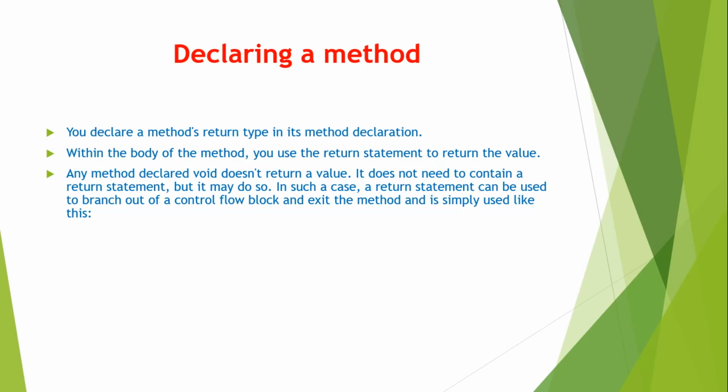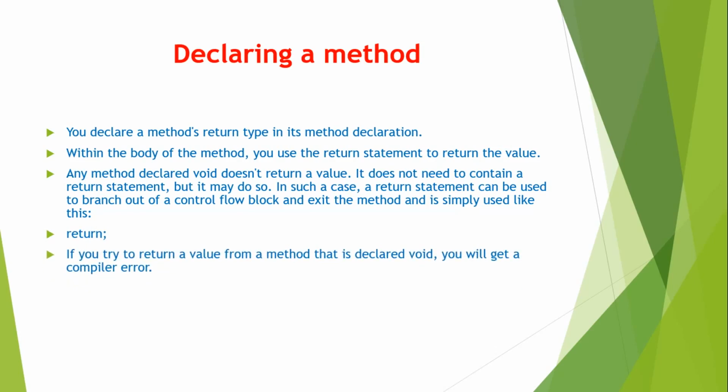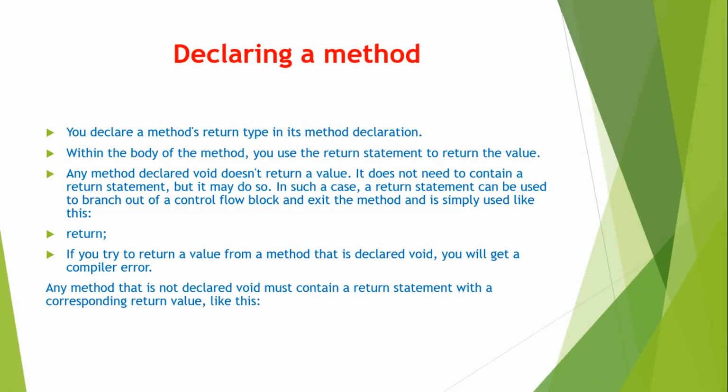In such cases, the return statement can be used to branch out of a control flow block and exit the method, and is simply used like this: return. If you try to return a value from a method that is declared void, you will get a compile time error. Any method that is not declared void must contain a return statement with a corresponding return value, like this: return and then the return value. If we want to return anything in our method, then we use the return keyword.